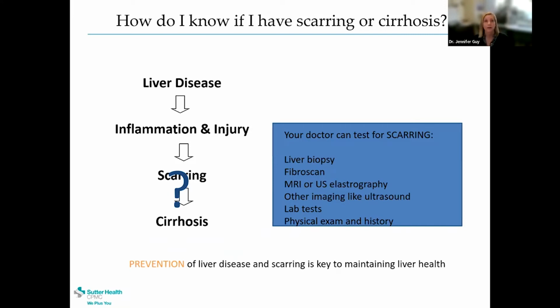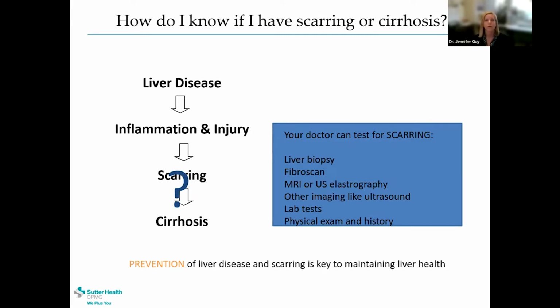We can use something called a FibroScan, which is a special kind of ultrasound that uses sound waves going back and forth through the liver. How fast they travel is related to resistance, and that resistance is related to scarring. We can use things like MRI or ultrasound elastography. These are all ways to get a sense of, is there scarring in the liver? There are other tests like ultrasound, but this really helps more with when we're seeing advanced changes of scarring like cirrhosis. And as I mentioned, lab tests, physical exam, and history can be really helpful to your care provider in getting a better sense of where do you stand on the spectrum of liver disease? And from that standpoint, what is your risk for problems in the future?